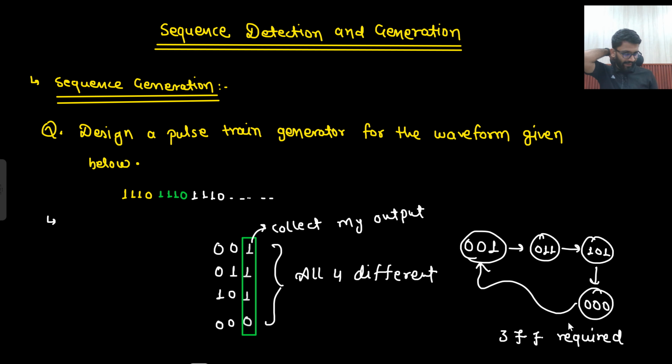So using D flip-flop I can design it. This particular counter I will design, and across this bit, if I call this as Q2, this as Q1 and this as Q0. So across Q0 I will collect my final output. So first I will see 1 1 1 0, then again 1 1 1 0. Are you getting this point? We will design it. Let's see.